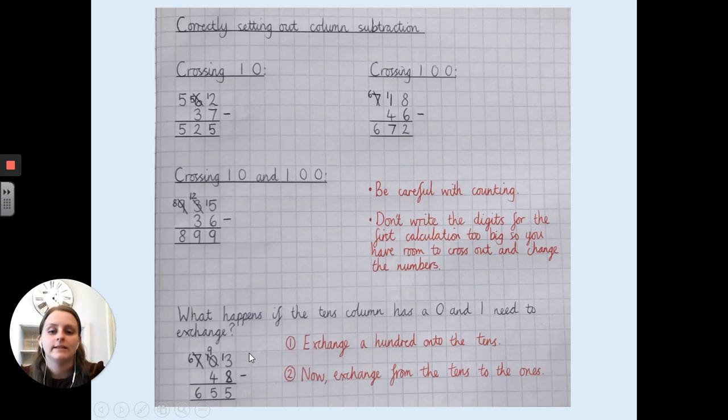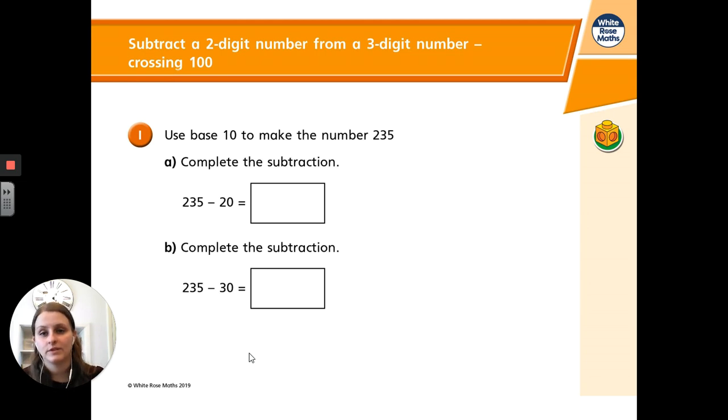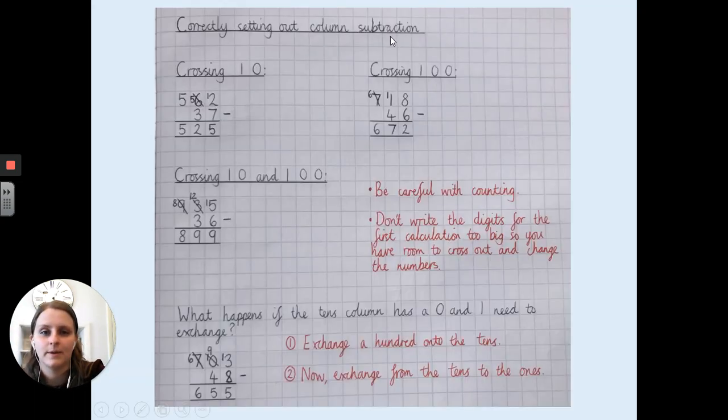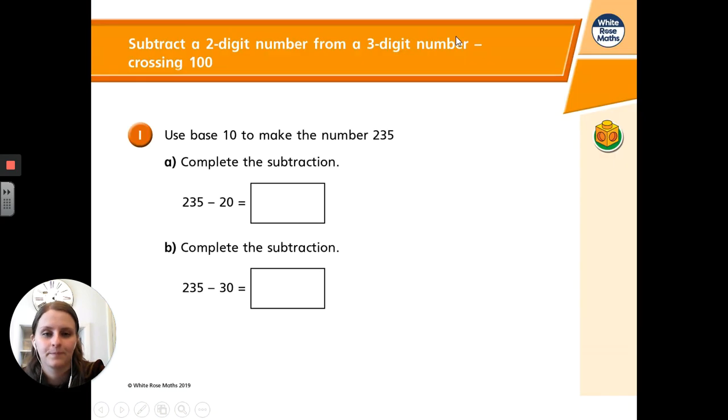Okay. Right, let's get on with some more subtraction for today then. So hopefully that little recap has helped. You might want to write down one of these examples just to remind yourself. And you can use this method whilst you do our maths work today. Okay, so today we are subtracting a 2-digit from a 3-digit number. And we are going to be crossing 100 today. So this is a bit we'll be focusing on today.